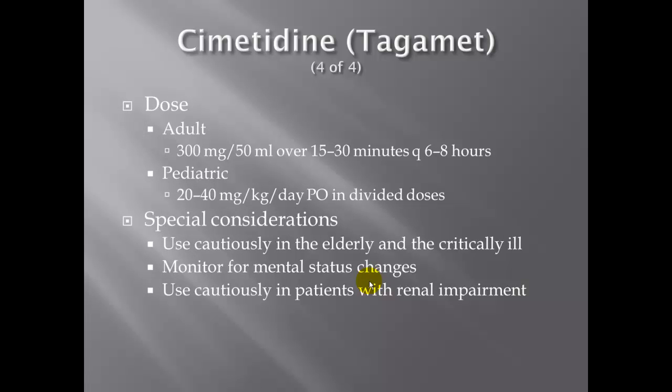Dose for the adult: 300 milligrams in 50 mils over 15 to 30 minutes, and that's going to be given every 6 to 8 hours. Pediatric: 20 to 40 milligrams per kilogram per day, PO, divided into doses. Probably every 8 hours would suffice, or every 12 hours. Special considerations: use cautiously in the elderly and the critically ill. Monitor for mental status changes. Use cautiously in patients with renal impairment.